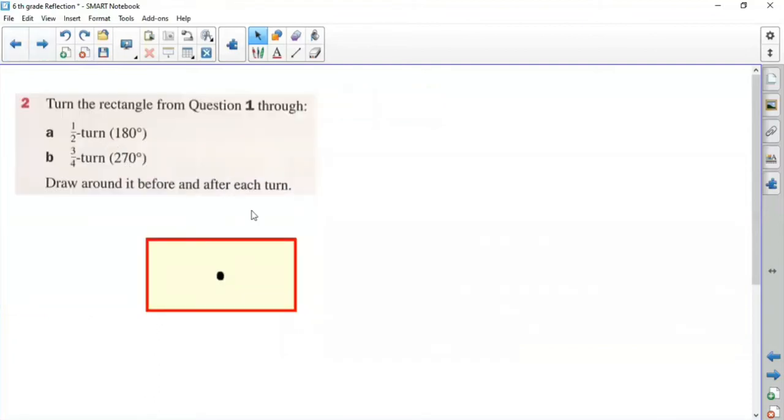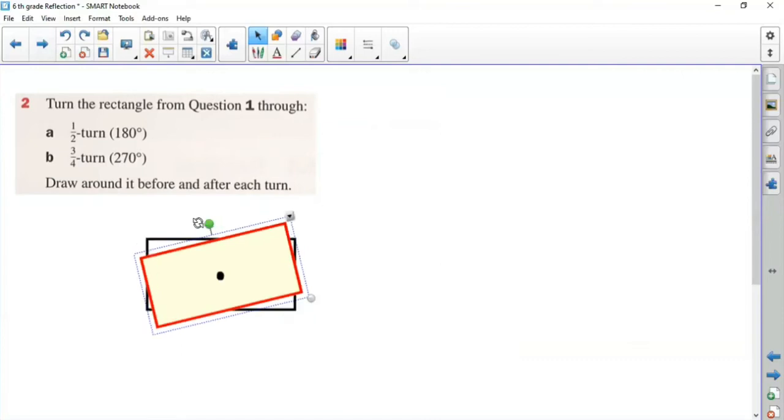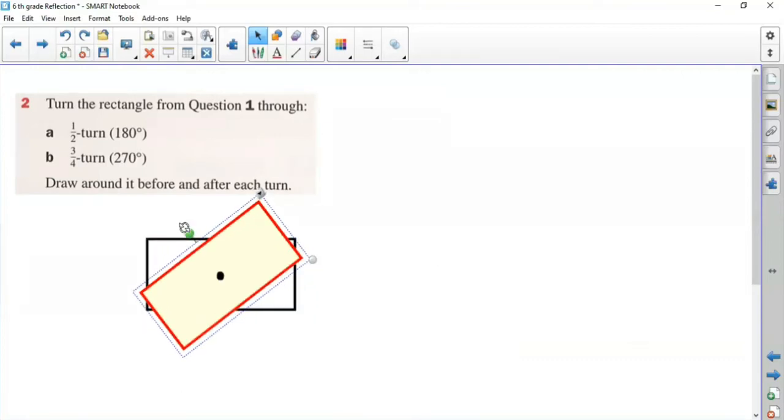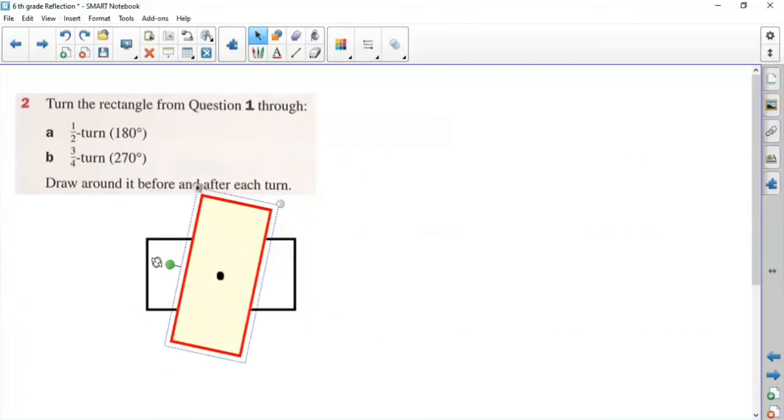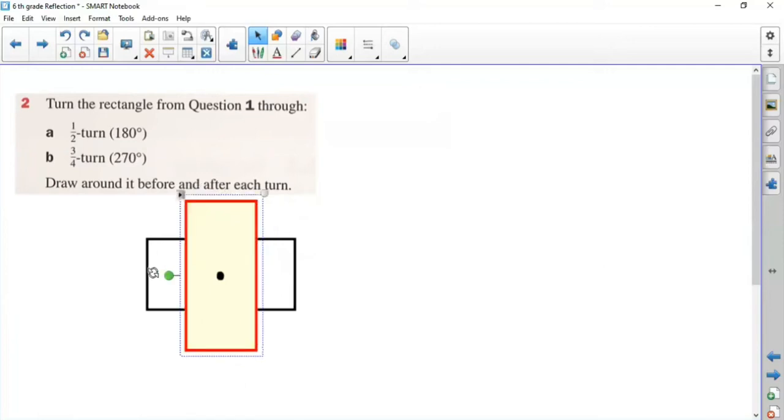I can try one of them. I have taken the center as the rotation center. So the center of the rectangle is the rotational center for me. And if I rotate this one, you'll see how it moves. But the shape, the length of sides, and the angles are not changed. So this one is a 1/4 turn or 90-degree turn. Only the position of the object is changing. Everything else is the same.